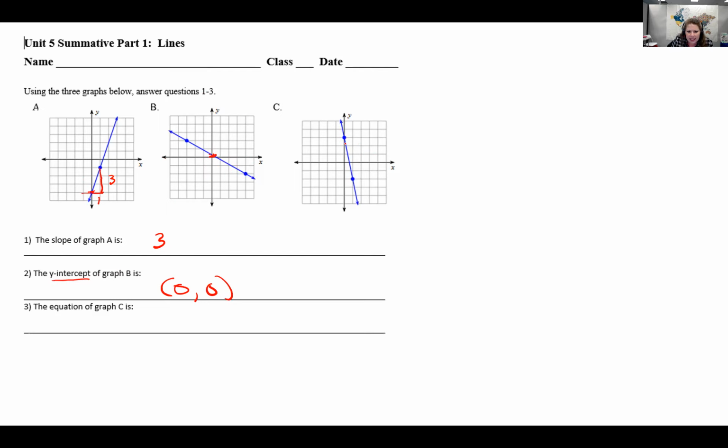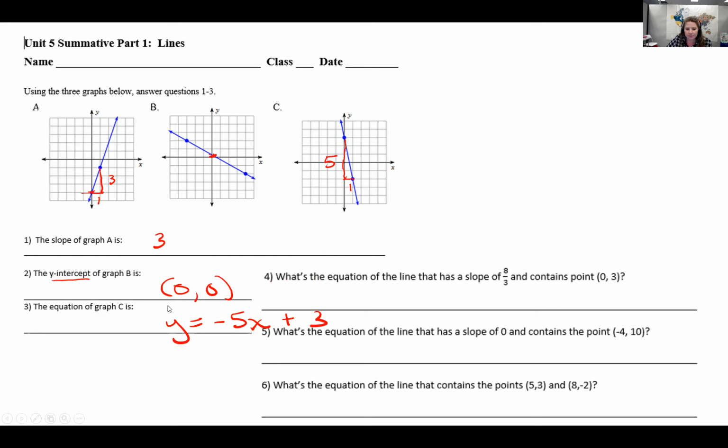All right, letter C. To be able to write an equation of the line, we're going to have to find our slope. So 1, 2, 3, 4, 5 over 1. And the line is going down and to the right, so the slope is negative 5. So negative 5x. And our y-intercept is positive 3. Okay.